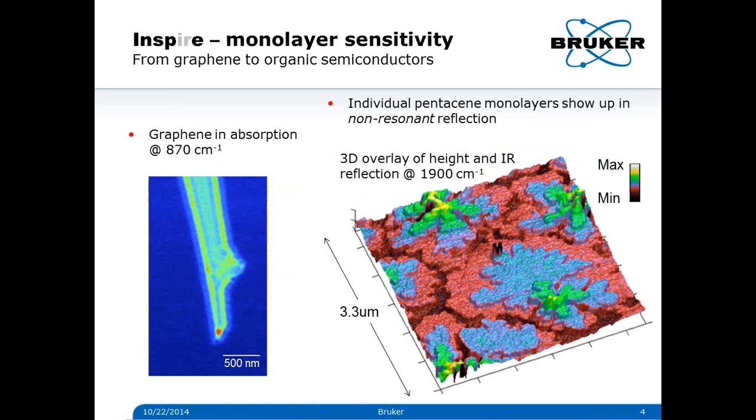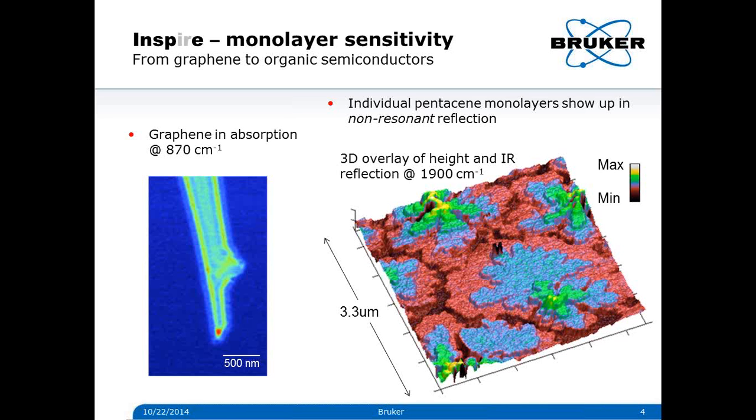Apart from that, I want to show you the monolayer sensitivity. On the left-hand side, you have, let's say, the ultimate monolayer with graphene, which is just 1 atom thin carbon. And nicely, you see that this graphene shows up here compared to the silicon dioxide substrate. And we will go into that deeper later on. On the right-hand side, you have an example of pentacene, which is an important organic semiconductor used, for example, in thin film transistors or photovoltaics, and we can also investigate that with our technique.